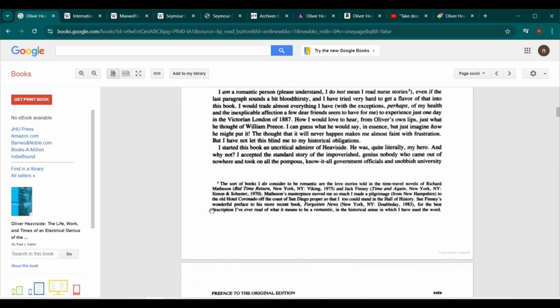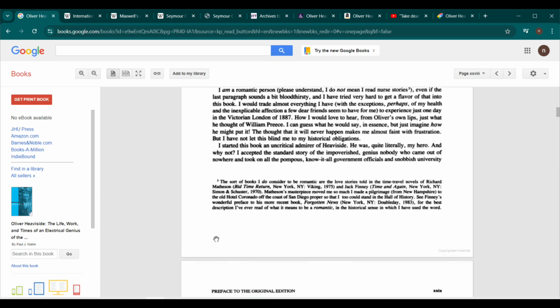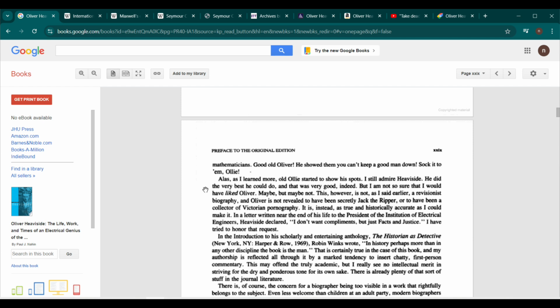Who came out of nowhere and took on the pompous know-it-all government. As I learned more, old Oliver started to show his spots. I still admire Heaviside. He did the very best he could. I'm not so sure I would have liked Oliver, but maybe not. This is not a revisionist biography.